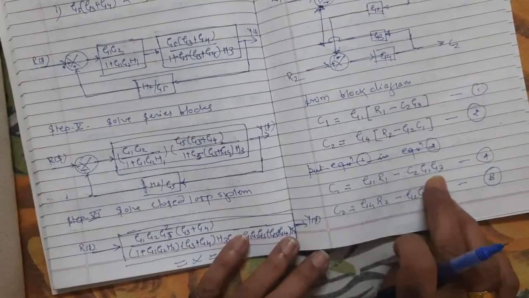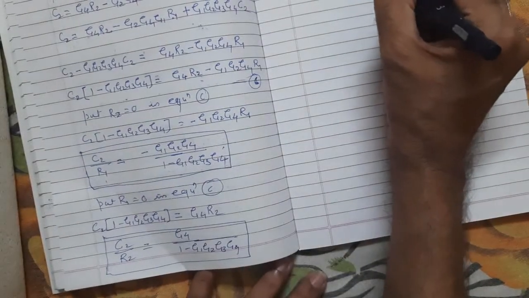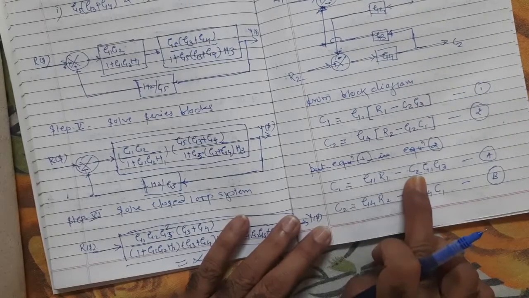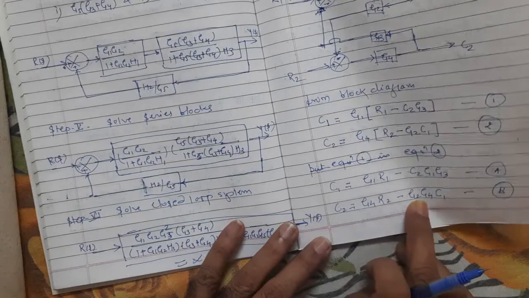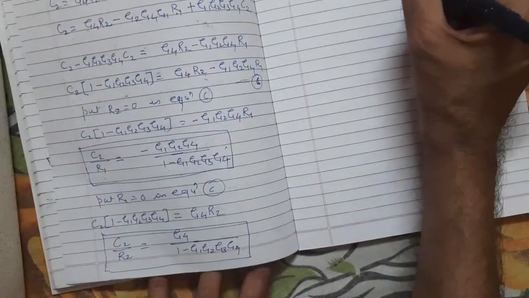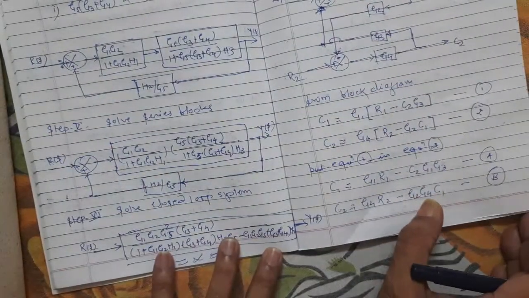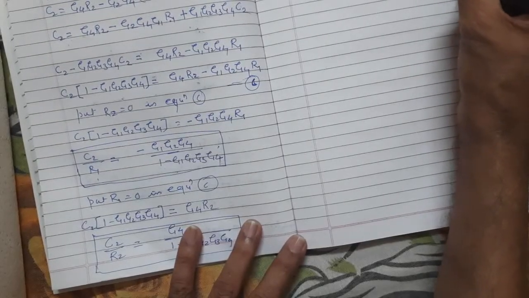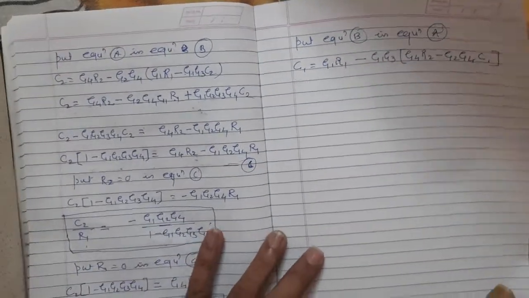This is C2 multiplied by G1 G3. G1 G3 will remain the same, and in the bracket we have to substitute C2. What is C2? That is G4 R2 minus G2 G4 C1. Now we will expand this one.